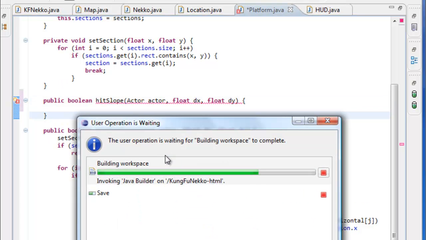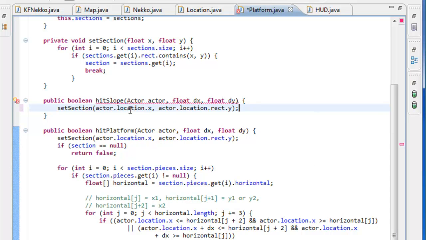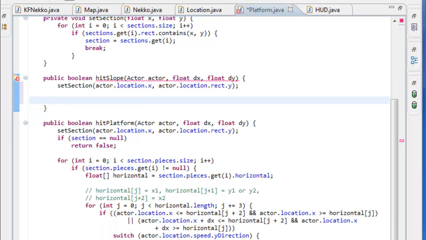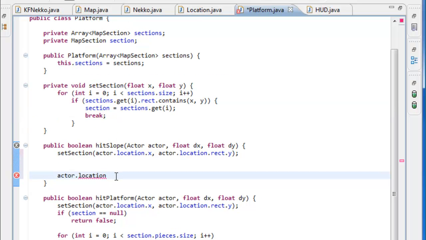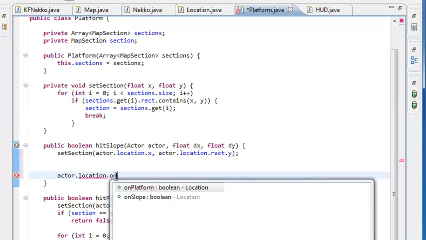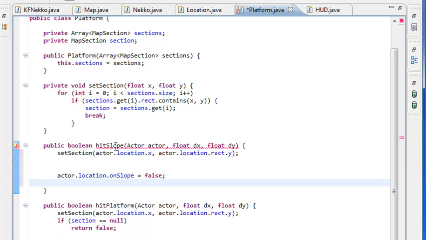Now again, we're just going to set the section all the way at the end. Might as well do it now. If we checked everything and nothing happened, I just want to get rid of this error message that it's not returning a boolean, because I'm OCD. Set on slope, because we're dealing with the slope, not on platform, equals false, and we're just going to return false. Perfect.